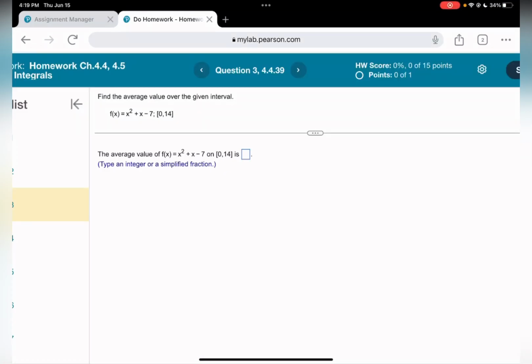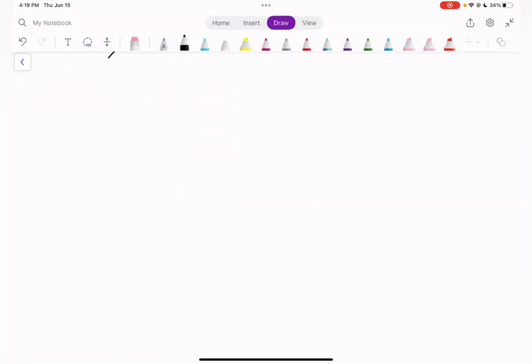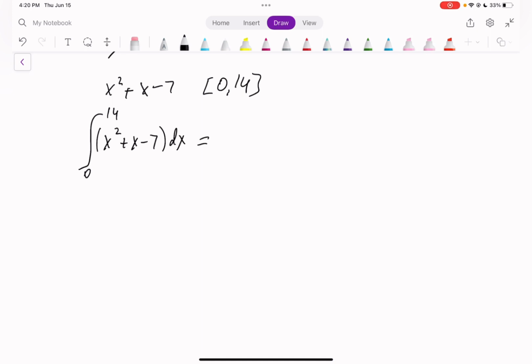So question number 3. What do we have? Average value of x squared plus x minus 7 on interval 0, 14. Let's solve it. So x squared plus x minus 7 dx on interval 0, 14. Let's start working. We are getting practically x cubed over 3 plus x squared over 2 minus 7x, and all this on interval 0, 14.